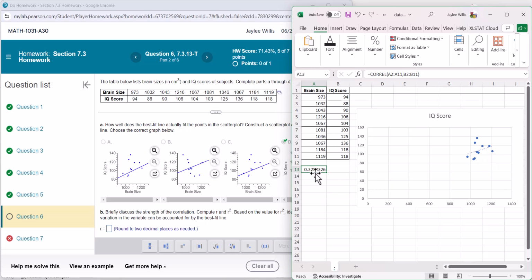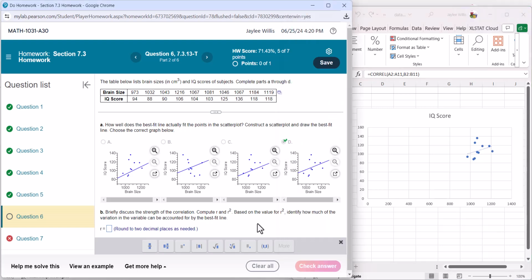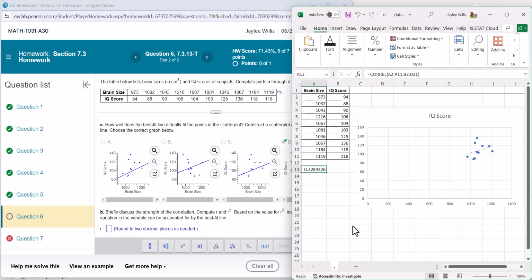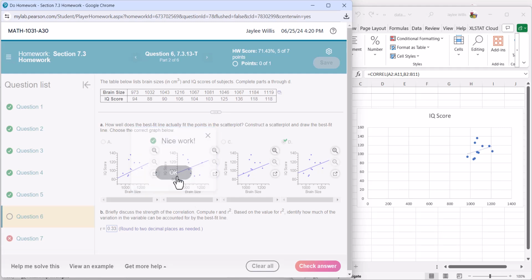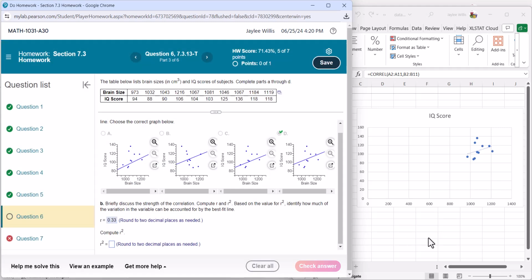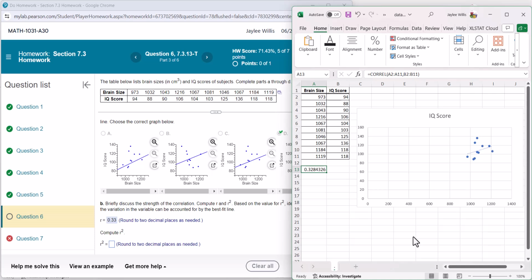But it's not super correlated because this number is closer to 0 than it is to 1. So we would say that this is weakly positively correlated. So the value of R is, they want us to round to 2 decimal places, so we'll make this 0.33. And keep in mind that this number can be negative. In this case, it wasn't, but it can be.